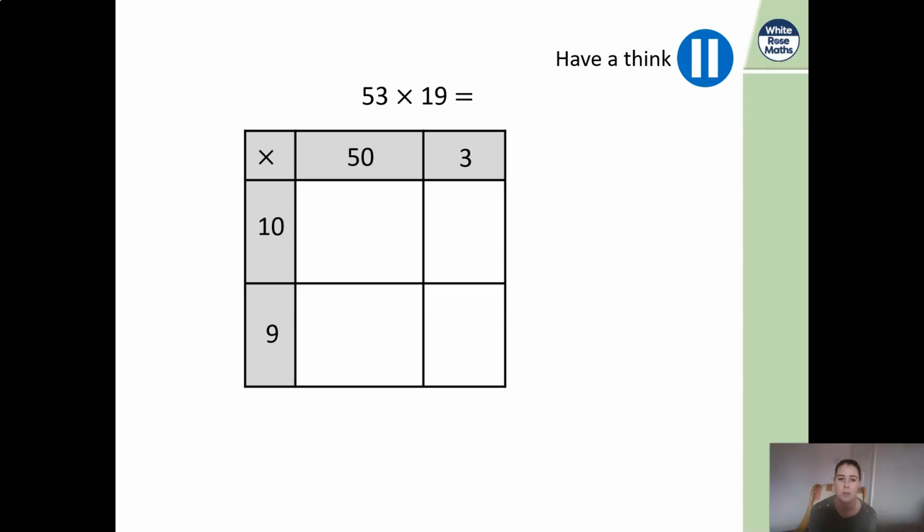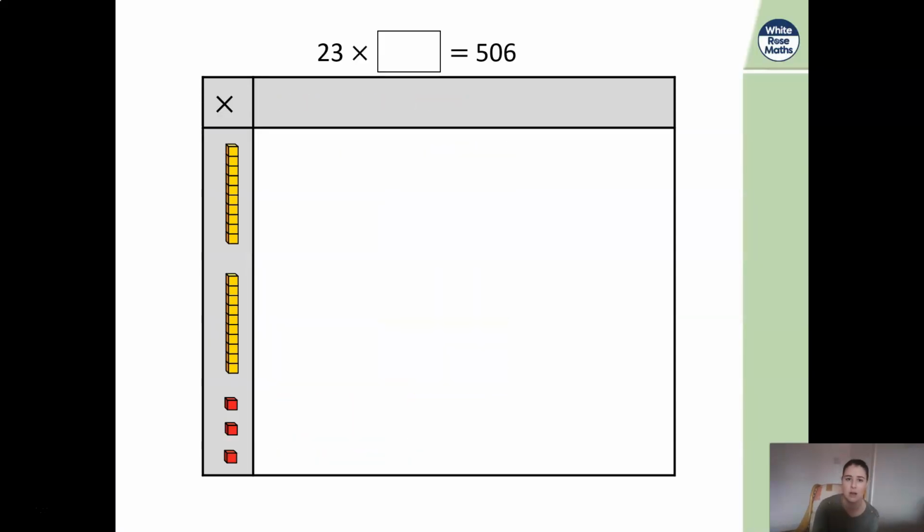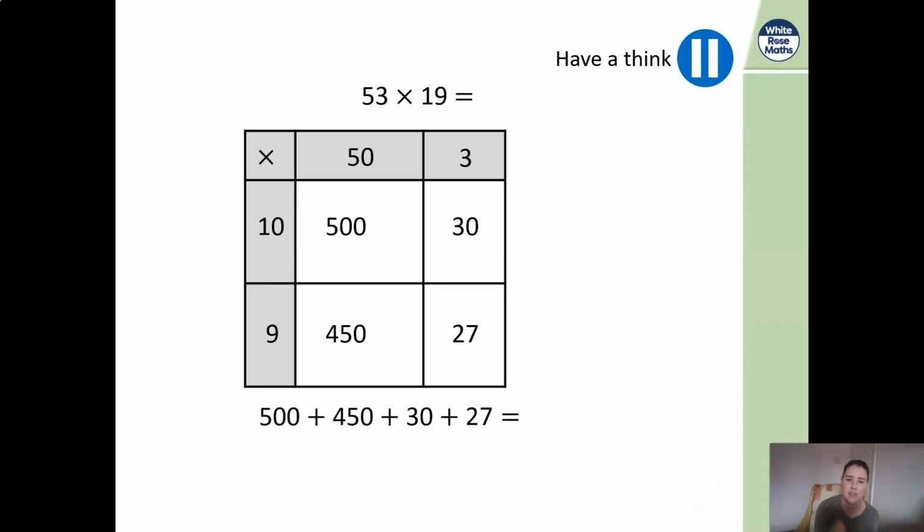Okay, so 50 multiplied by 10, 1 times 5 is 5. 2 zeros, so I'm multiplying it by 100 is going to give me 500. 10 multiplied by 3 is 30. 50 multiplied by 9, I know is 450 because I know that 9 times 5 is 45 and I've had to make it 10 times bigger. 9 times 3 is 27. So all we need to do, add them together and our answer gives us 1007. My apologies, I skipped a slide there.